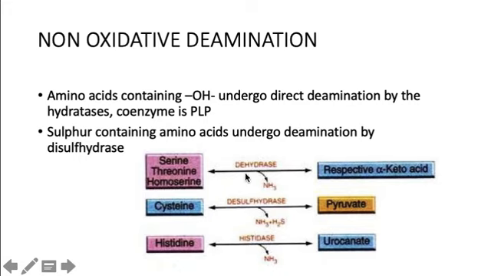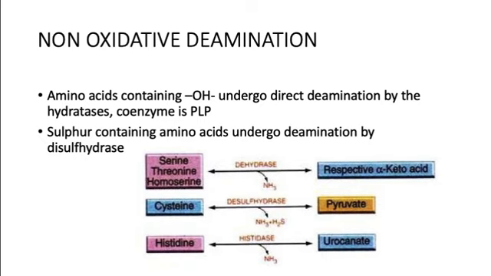Okay, in the presence of dehydratase, one ammonia is released and it gets converted to the respective alpha keto acid. For the sulfur containing amino acid cysteine, in the presence of desulfhydrase, ammonia and hydrogen sulfide are released and it gets converted to pyruvate. Histidine, in the presence of histidase, releases one molecule of ammonia and gets converted to urocanate. Okay, so this is the non-oxidative deamination.